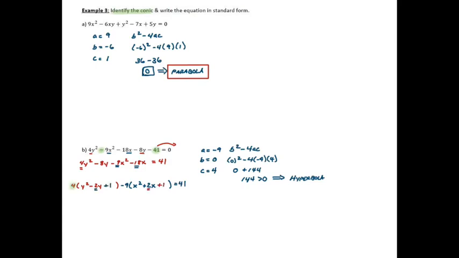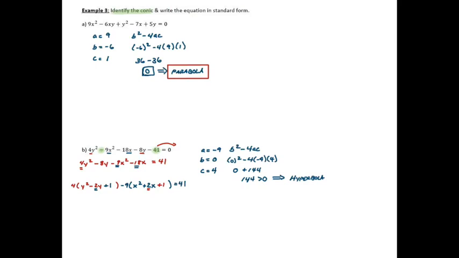When I complete the square, I have to think about taking half of 2, so it's 2y. Half of 2 is 1, squared is 1, so that's where that plus 1 came from in that first quantity. And I also get a plus 1 in the second quantity for the same reason. Take half of 2, square it, I get 1.